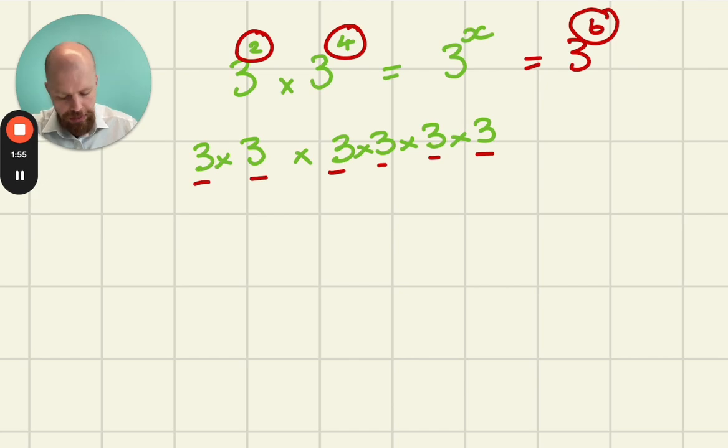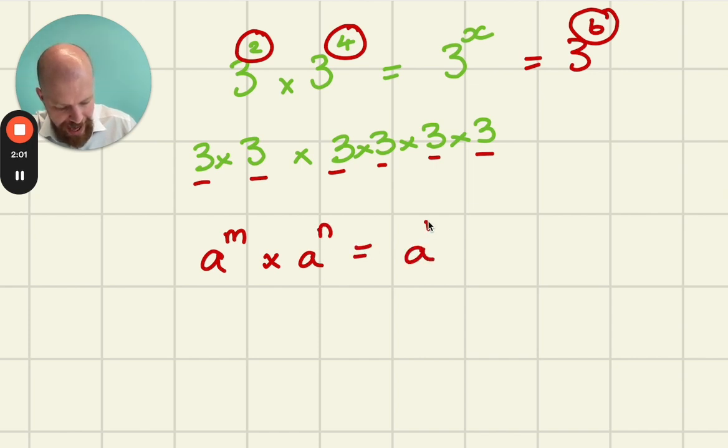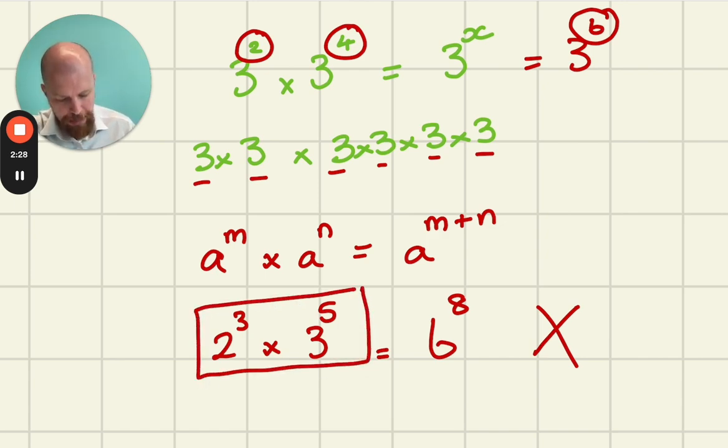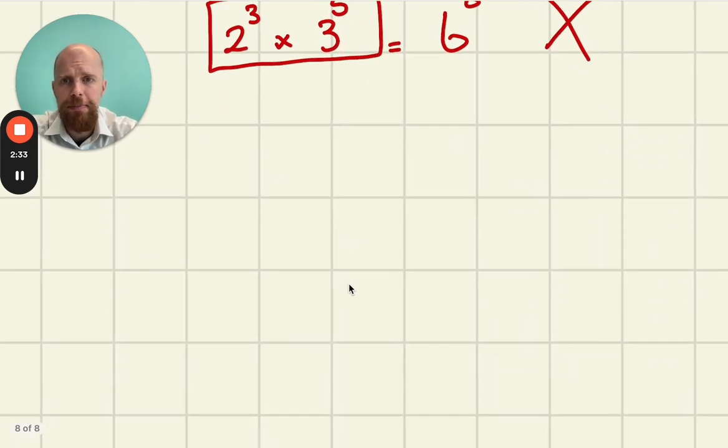And that's the rule. a to the power m times a to the power n is a to the power m plus n. When you're multiplying, you add the powers. But be careful, this is only true when you have the bases the same. So for example, if you have 2 cubed times 3 to the power 5, a really common mistake is to do 2 times 3, which is 6, and then 3 plus 5, which is 8. That is incorrect. And actually, there's not really very much you can do here. That's the final answer.